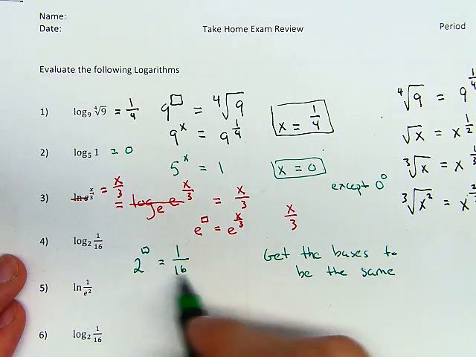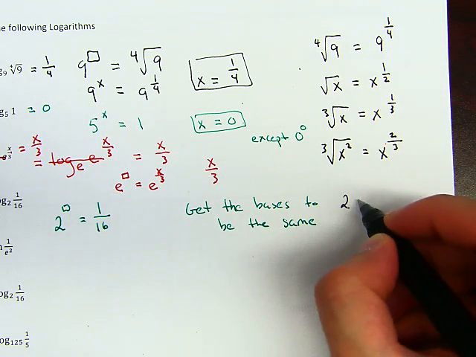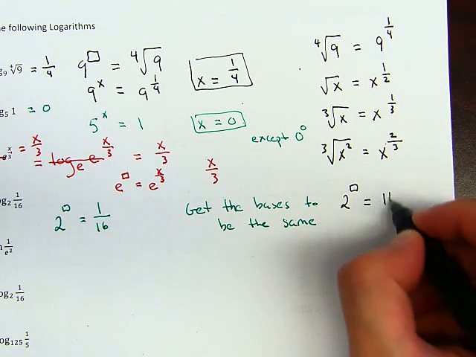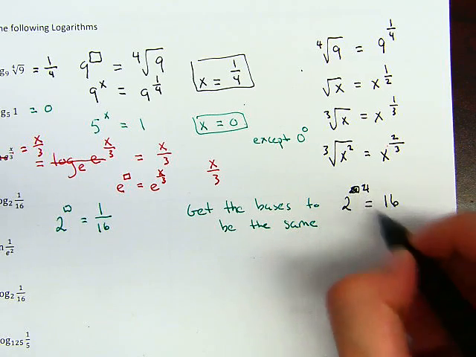Here, notice that the bases are not the same. But what's the relationship between 2 and 16? 2 to what power equals 16? It's 4. 2 to the 4 is 16.